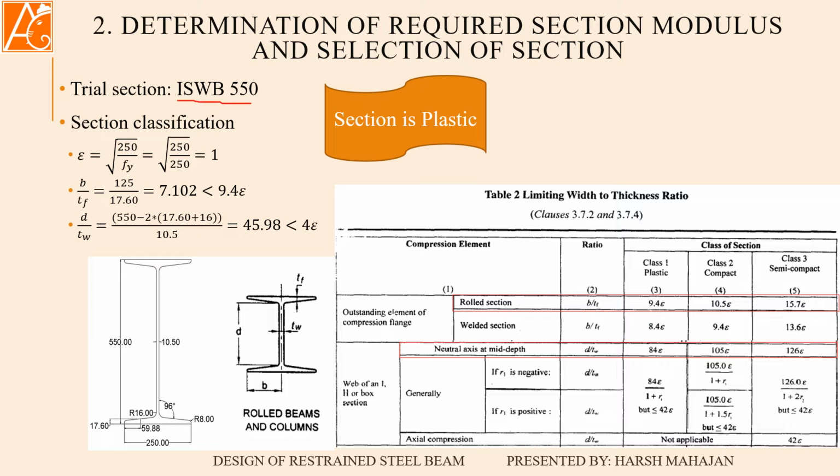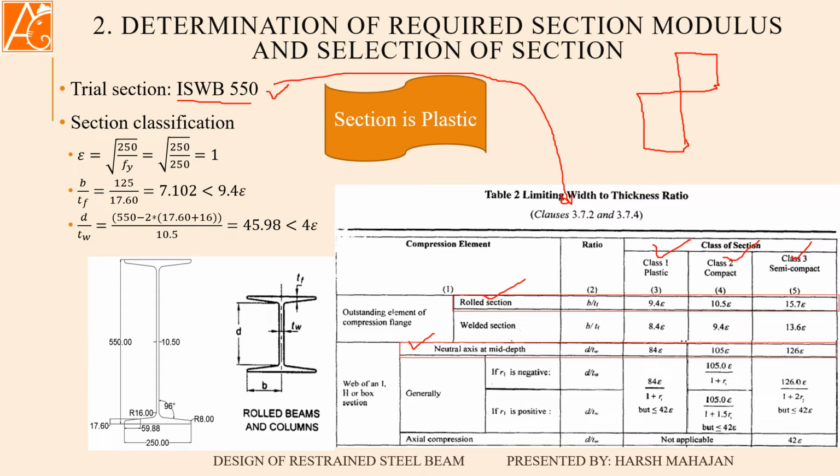Once we have selected the section ISWB 550, we have to classify the section as plastic, compact or semi-compact. So what does plastic mean? It means that our section will fully develop the plastic hinges before failing in local buckling. The definitions you can find in IS 800. Now, for section classification, we are considering the rolled section, and secondly, our neutral axis is at mid depth because the loadings are symmetrical and the section is also symmetrical.